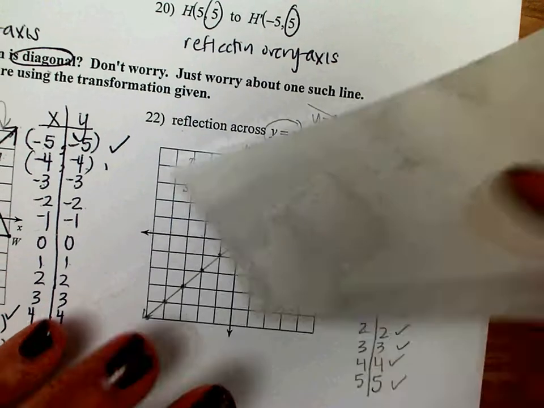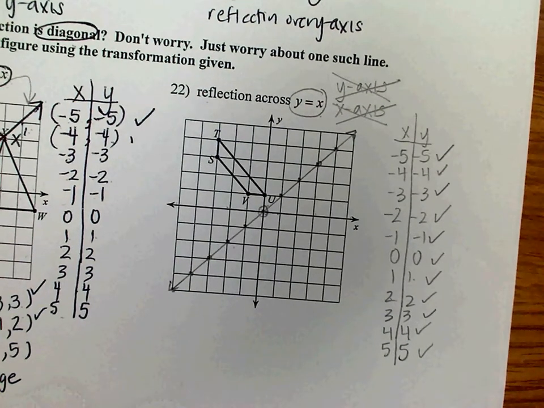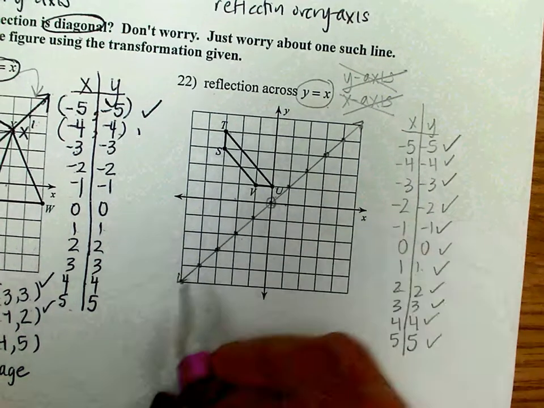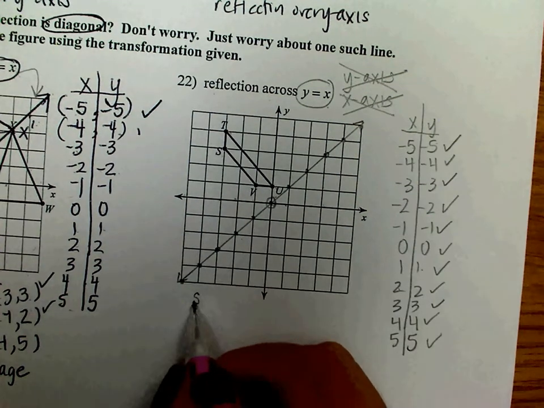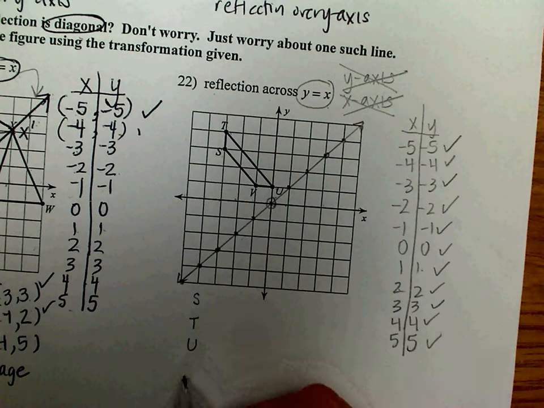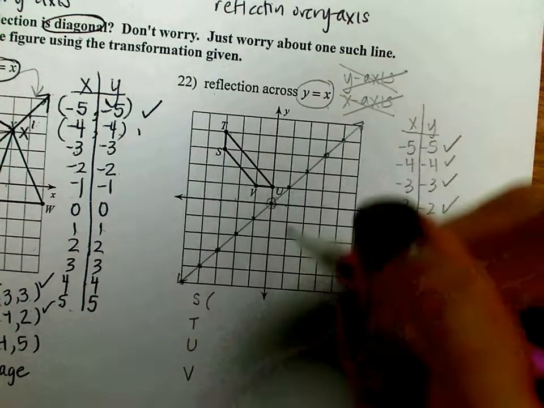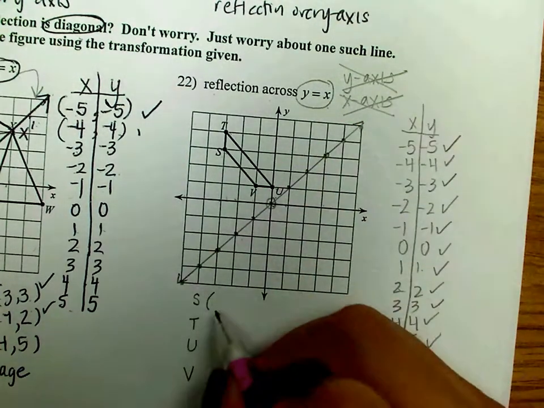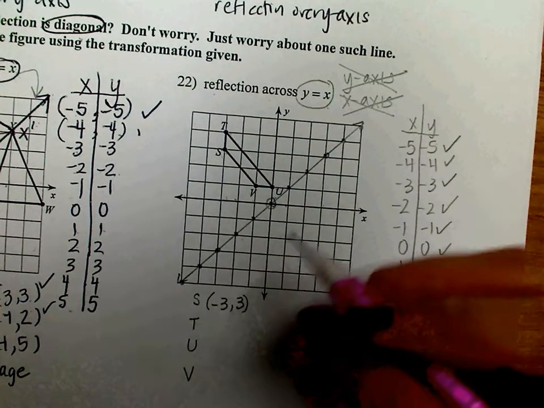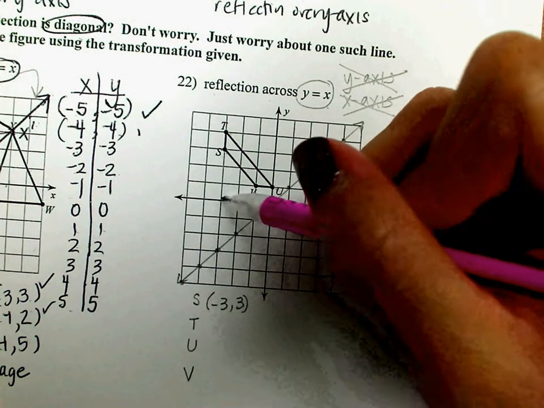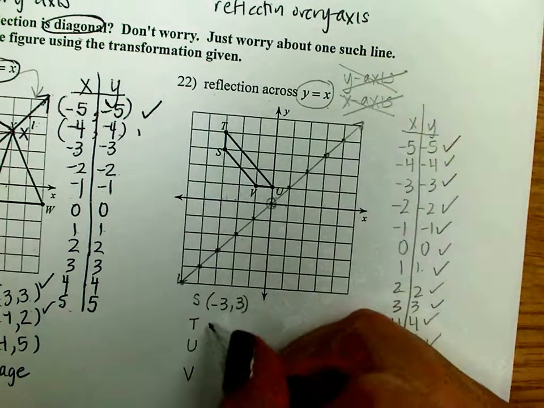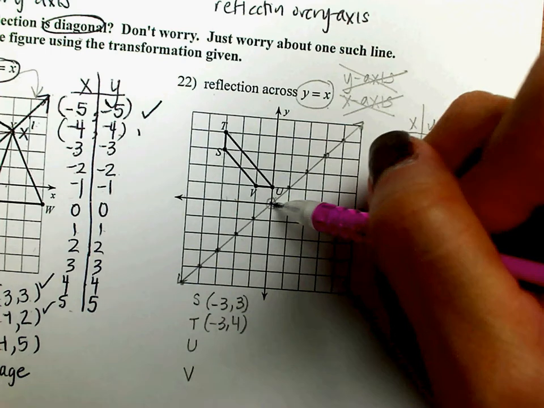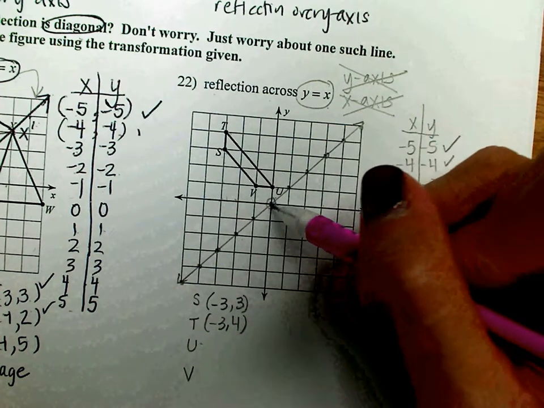So here's what you do. Figure out the original first. So now we've got 1, 2, 3, 4 points. We've got an S, a T, a U, and a V. So where's S? We'll start at the origin. Left 3, up 3, that's negative 3, positive 3. And then T, left 3, up 1, 2, 3, 4.